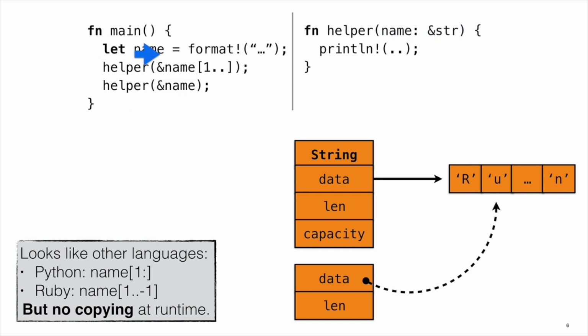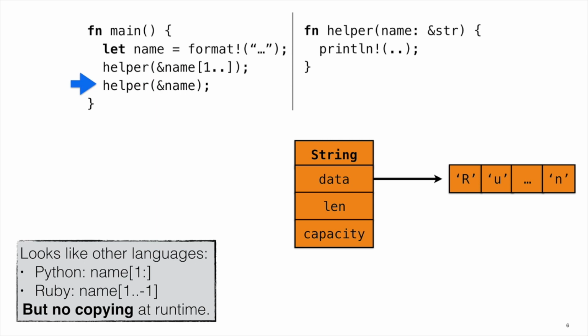And now this is just a borrowed reference like anything else. Instead of referring to the whole string buffer, it refers to a subset of its data. So we can call helper, and when helper's done, no memory is going to get freed. And you see that we can also pass helper the whole string, just like we did before, ampersand name, without any of that subsetting stuff. And it still works just fine because, of course, a subset of the whole string is also a subset of itself.